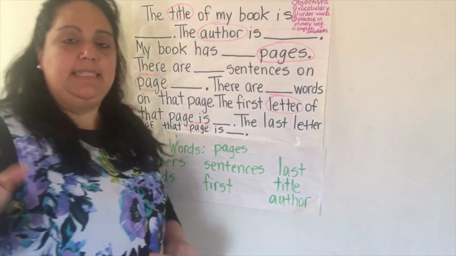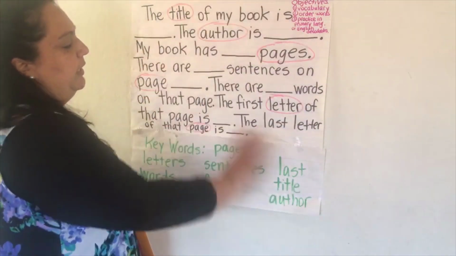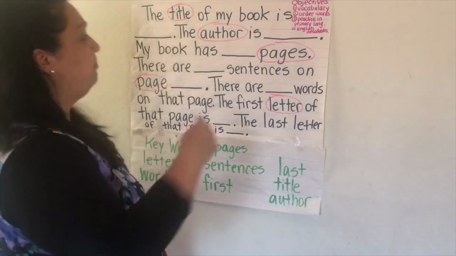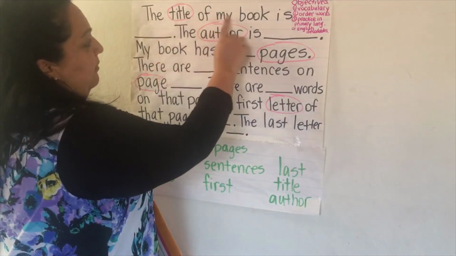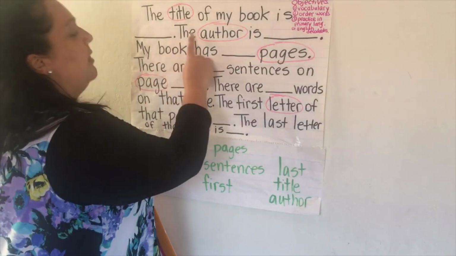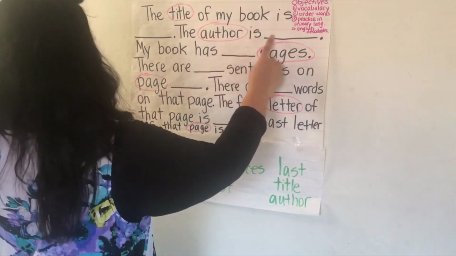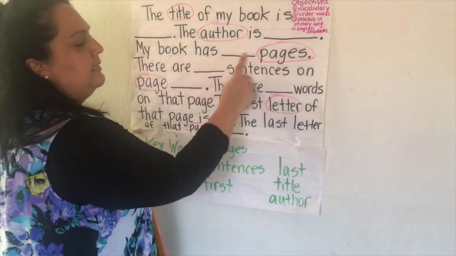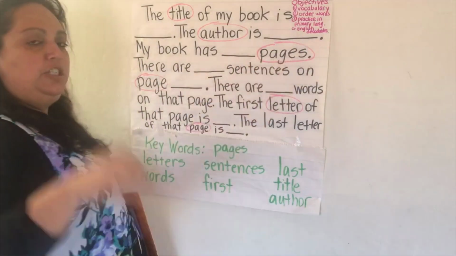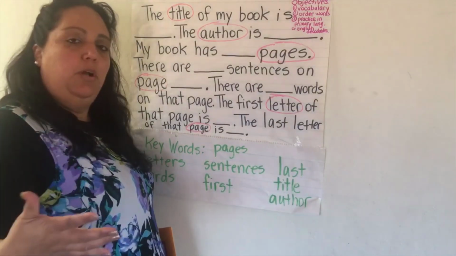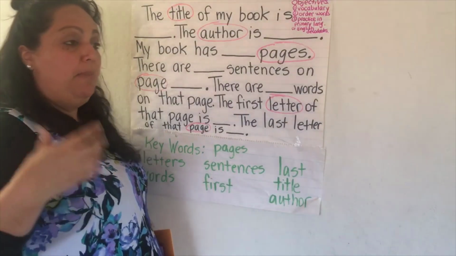The key always is with the newcomer, everything you've written, you're going to read it 3 times and they're going to read it with you. The title of my book is Chrysanthemum. The author is Kevin Henkes. My book has 6 pages, and you're going to do that 3 times with you. Afterwards, they could do it more times with another student, by themselves.